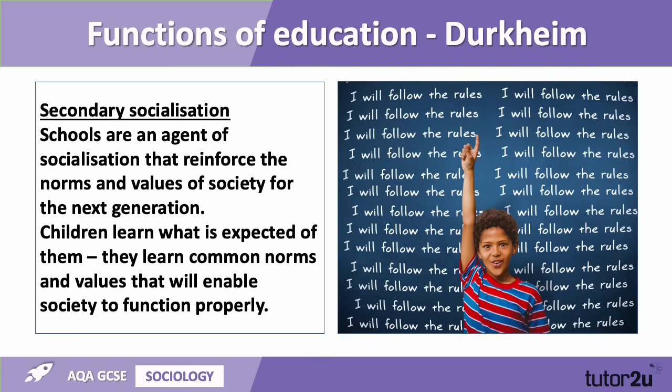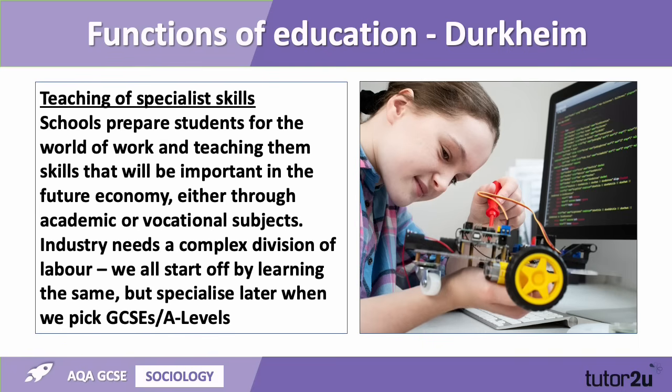So children will learn what is expected of them, and they learn common norms and values which will enable them to function in society properly, but it will also enable society to function properly. Everybody is sharing the same norms, the same values. It's that idea of consensus theory that functionalist sociologists are so keen on.